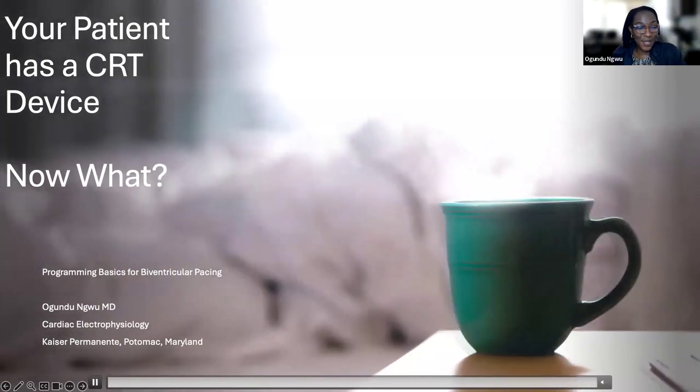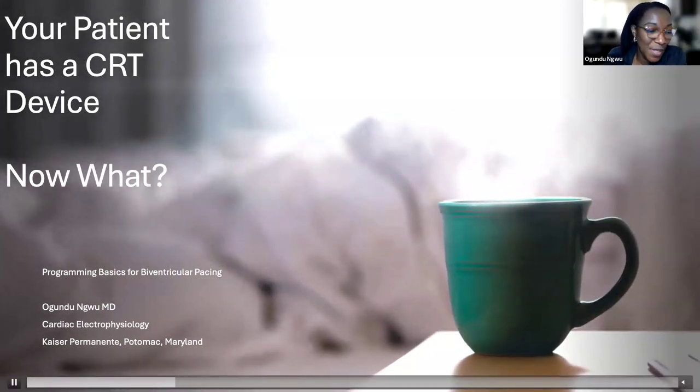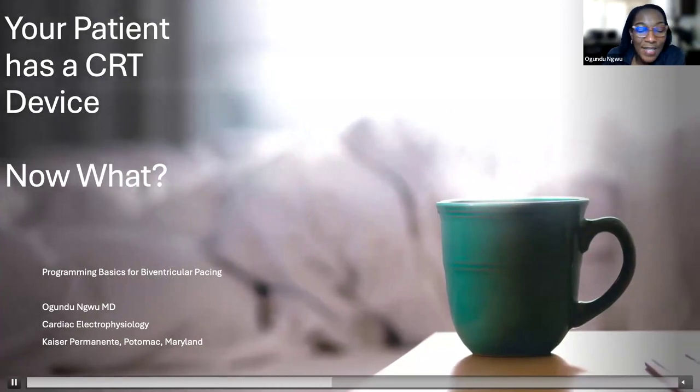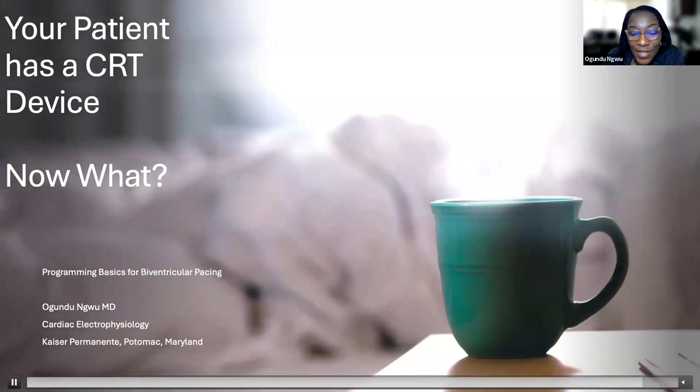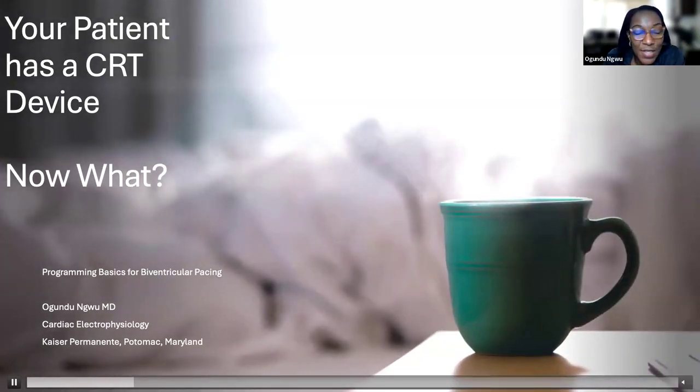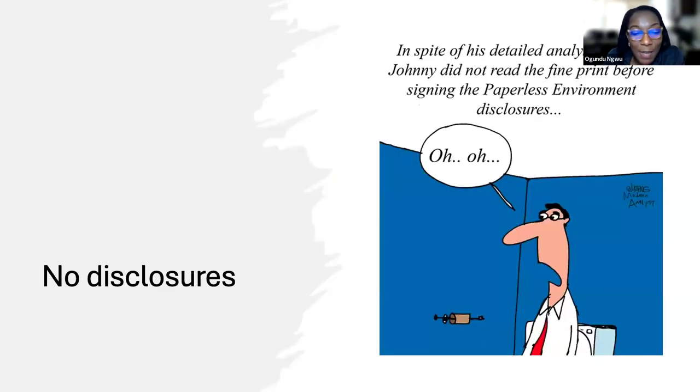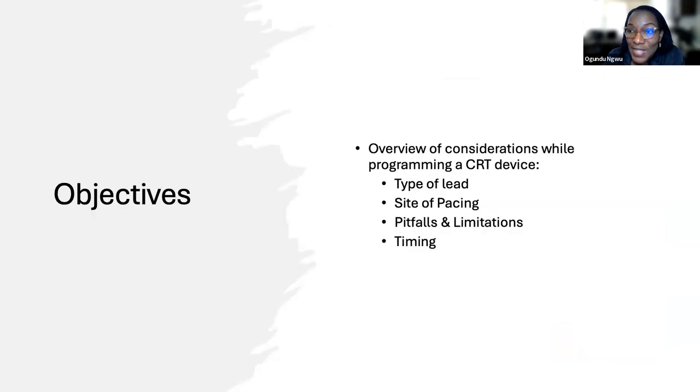Okay, sounds good. So my name is Ogundu. I'm an EP physician here in Maryland. And as AJ mentioned, we're just trying to talk about patients with CRT and how to maximize our patient care. I have no disclosures. Next slide.